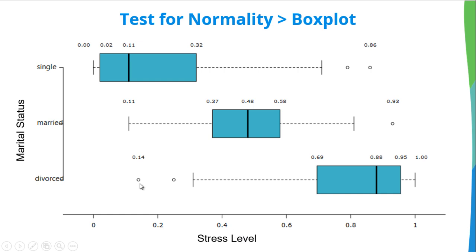Okay, so we now plot the box plot here for each of them. This is single, this is married, this is divorced. We want to see their stress level. When you look at it, you can see how each one looks. This one is close to normal distribution now. Very close. The median is close to the center.